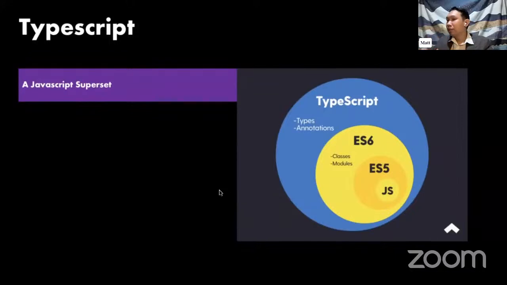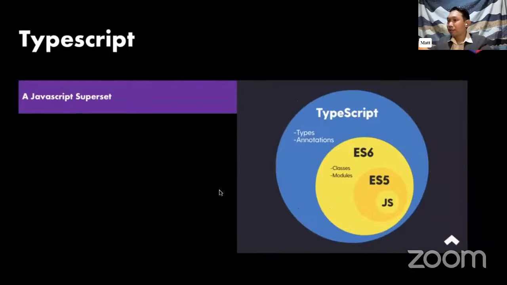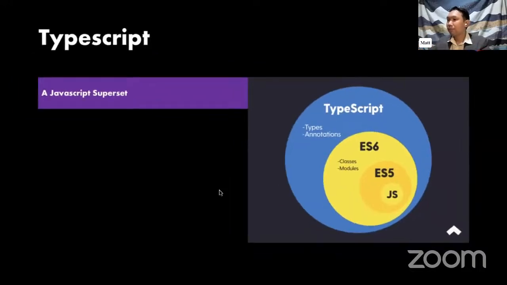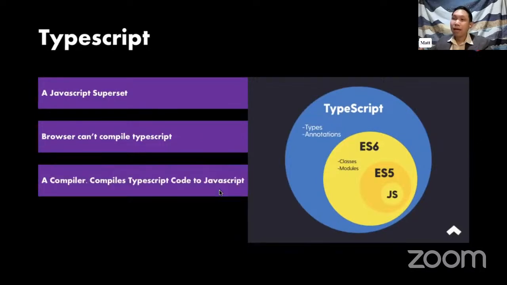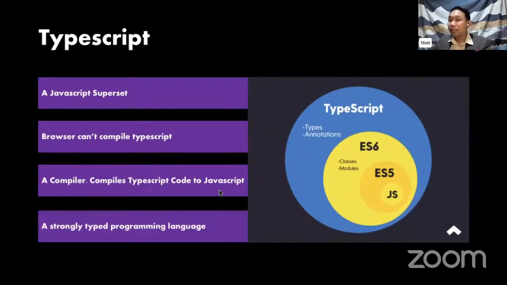So now, JavaScript superset, the definition of TypeScript. Then, browsers can't compile TypeScript. So if we can't compile TypeScript in the browser, then how do we do it? So a compiler. TypeScript is also a compiler. It's not only a JavaScript superset, it's also a compiler. It compiles TypeScript code into JavaScript. And it's a strongly typed programming language. So what do we mean by strongly typed programming language?